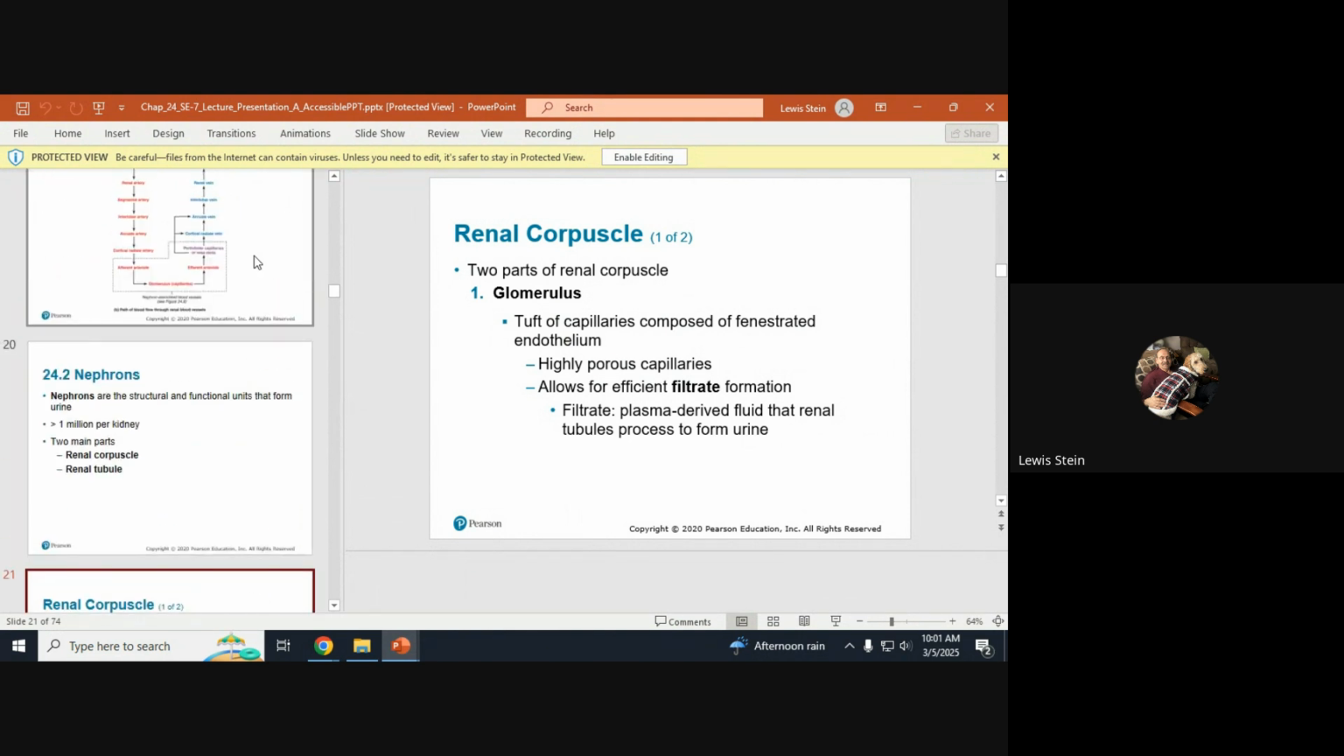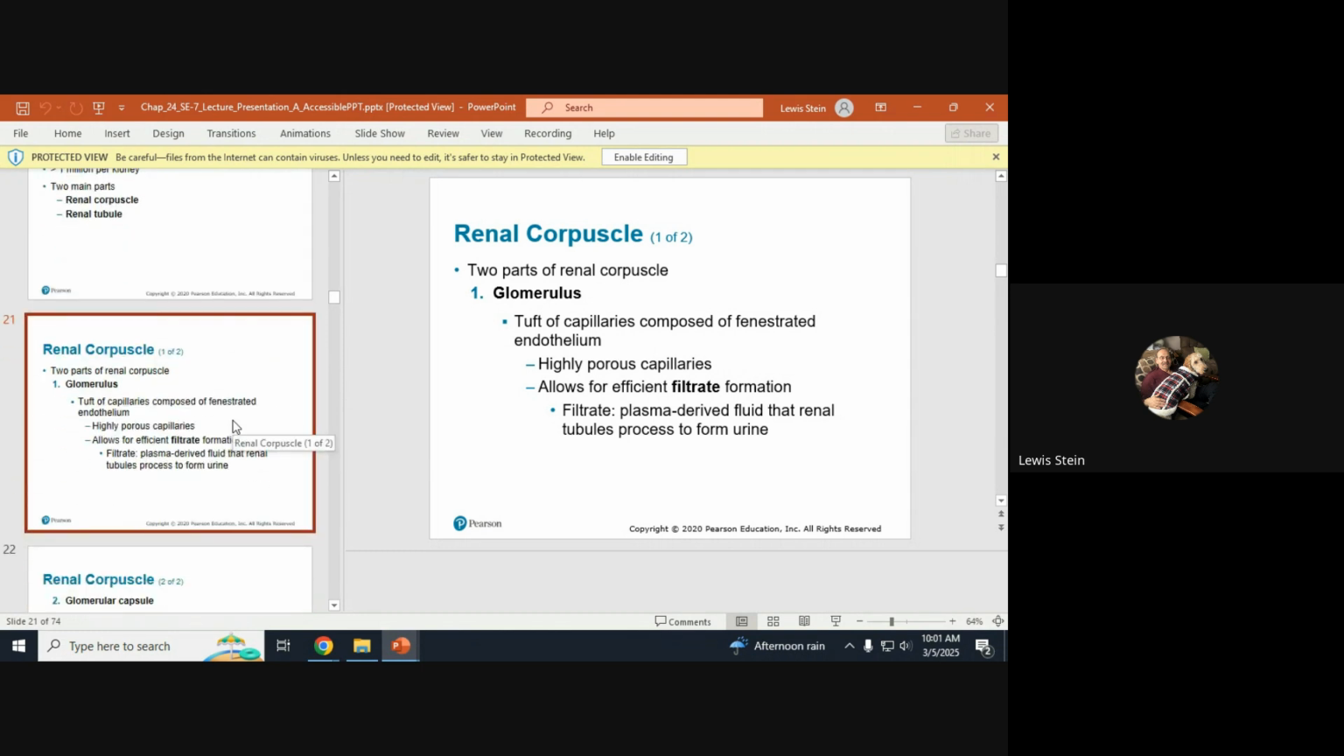Now, just to review the anatomy and look at the nephron, and really, these are the first part. This is when we talk about glomerular filtration as a significant part of kidney function. And again, the filtrate is effectively everything but proteins and the formed elements in the blood.